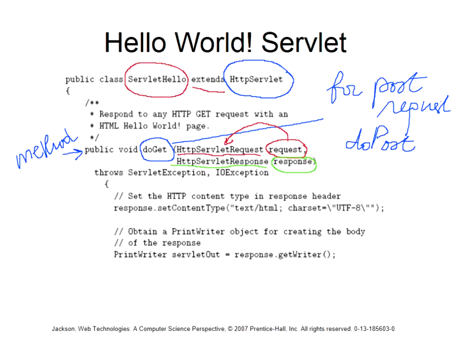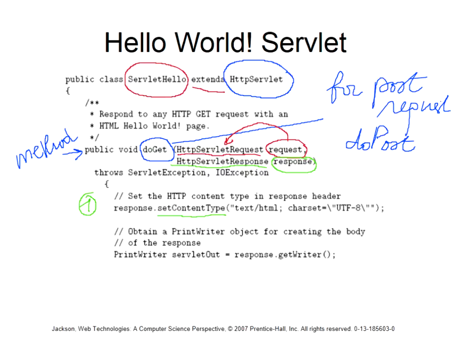Okay. So the first step when we create a servlet is to set the HTTP content type and response header. This is the first step. So what is setContentType? What represents setContentType? setContentType is a method. Where can I find this method? This method is in the HttpServletResponse class.